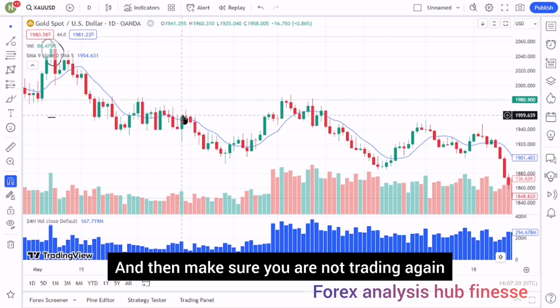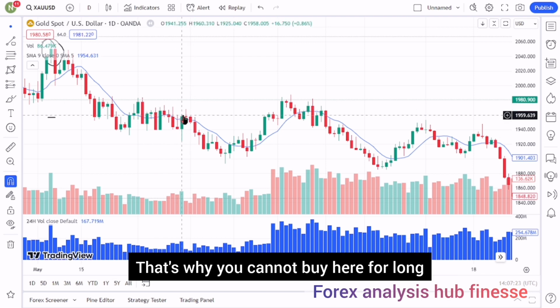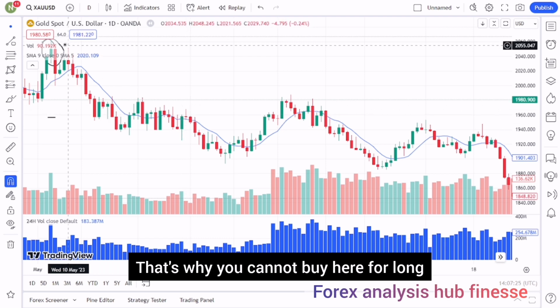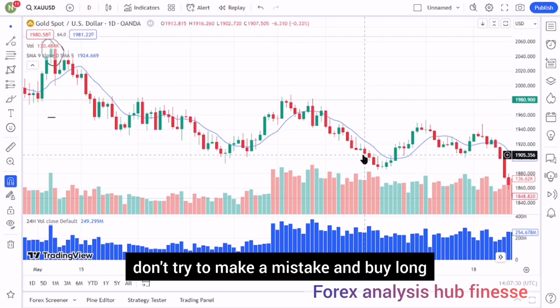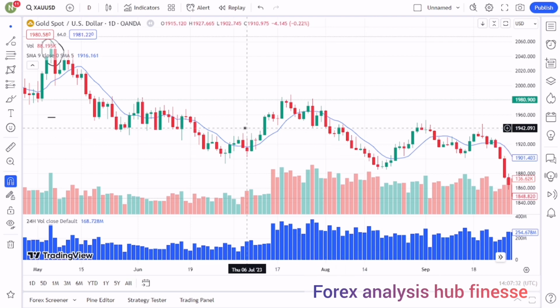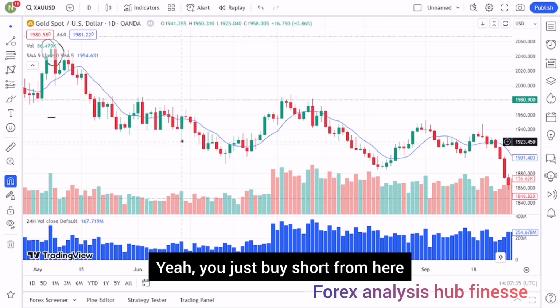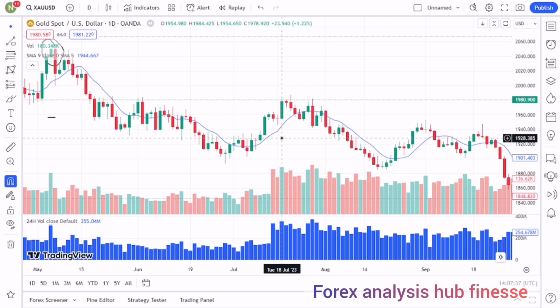Make sure you are not trading against the trend line. That's why you cannot buy long here, because this trend line is going down. If it's going down, don't make the mistake of buying long. You just buy short from here. That is called scalping.